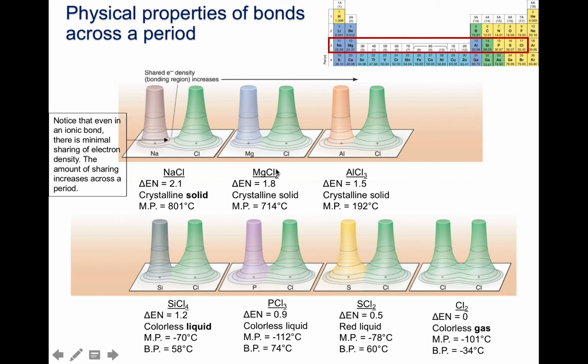So these metals bonded to nonmetals are crystalline solids and they have relatively high melting points. Once we get over to silicon, which is one of our metalloids, we start seeing a mixture of properties. The electronegativity is still going down as we go across, and the covalent character is increasing, or the ability to be a liquid or a gas at room temperature with lower melting and boiling points.